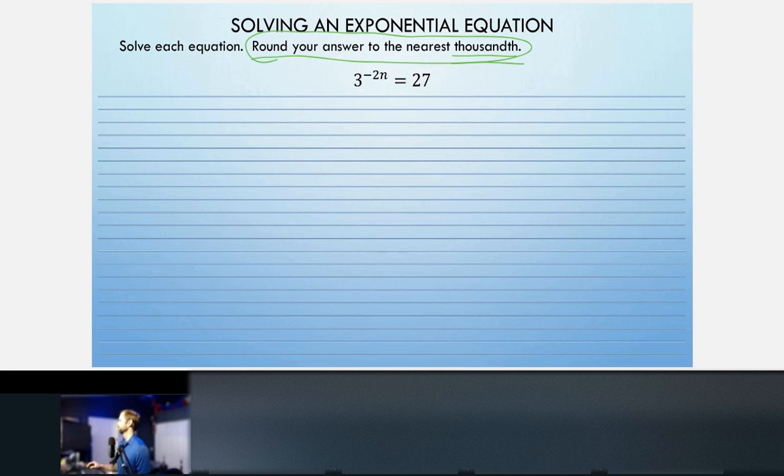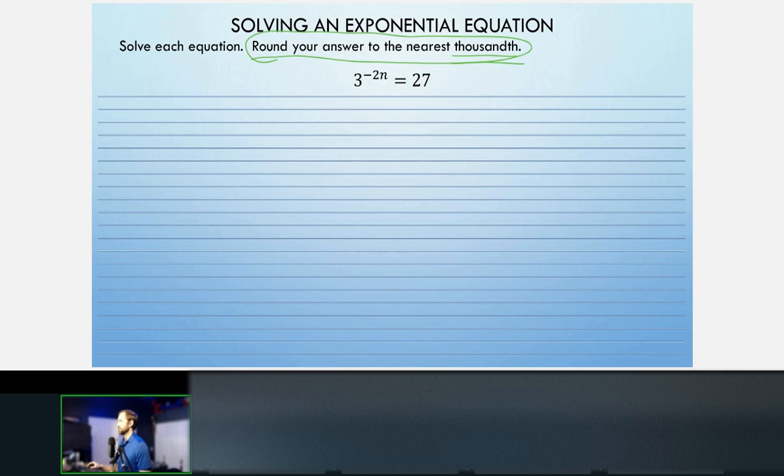Enzo, you still working? Done? Okay. What did everyone get for their answer? So I circled it. It says round your answer to nearest thousandth place. So I do want a decimal in this case. See how I said I even circled it for you. So negative 1.5 is correct.